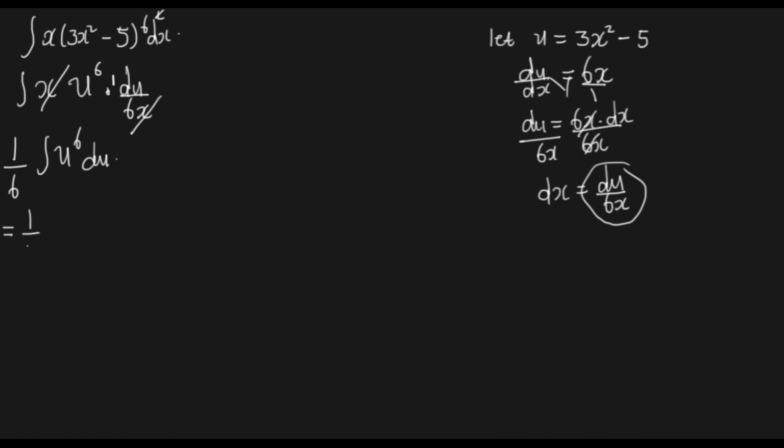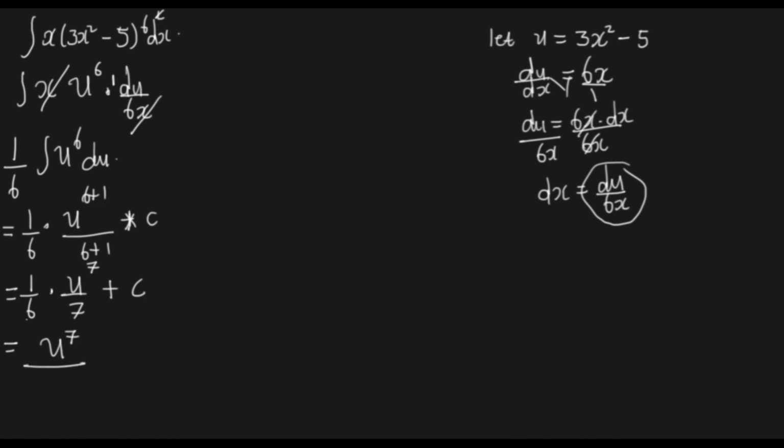We have 1 over 6 times u to the power, so we add 6 plus 1, over 6 plus 1, plus the constant. Then we continue. We have 1 over 6 times u to the power 7 over 7, plus c. So you can multiply: 1 times u is u to the power 7 over 6 times 7, which is 42.